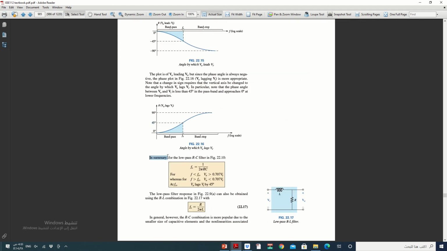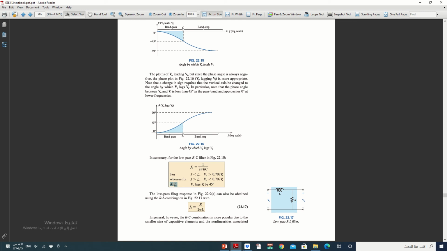You can see here the summary: the cutoff frequency equals what, and if the frequency is less than cutoff, the value of output is more than 0.707 of input, and if the frequency is more than cutoff frequency, you will get output less than 0.707 V input, and we know that V output lags Vi by 45 degrees at cutoff frequency.